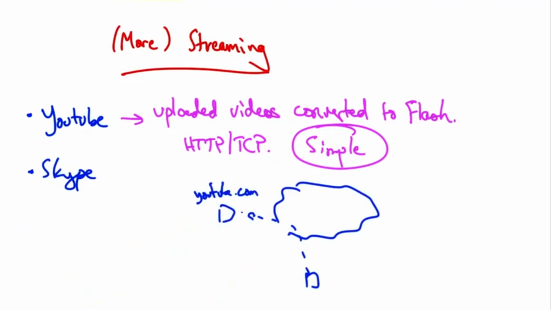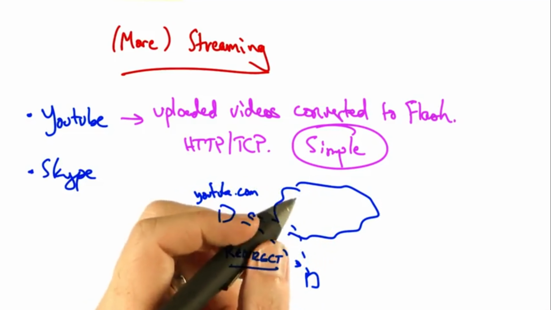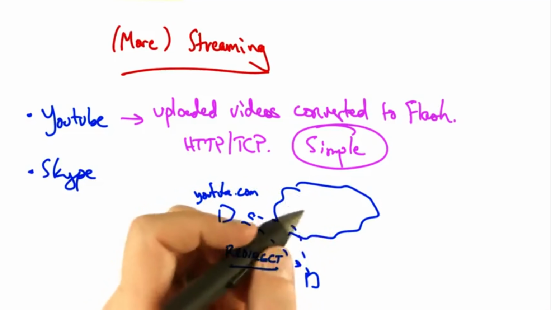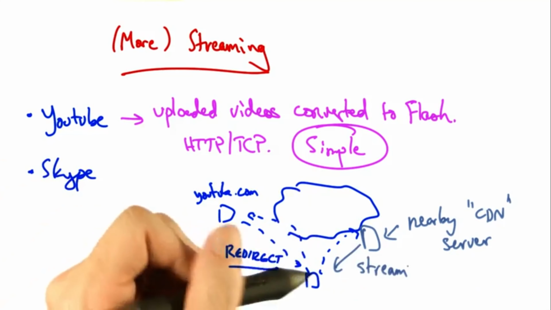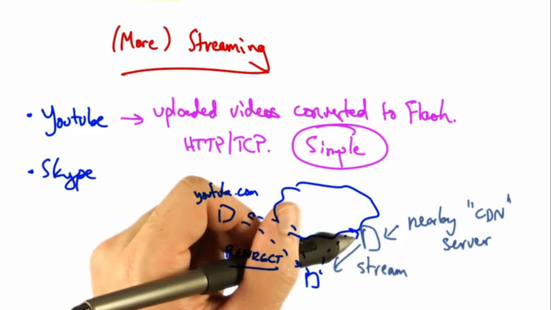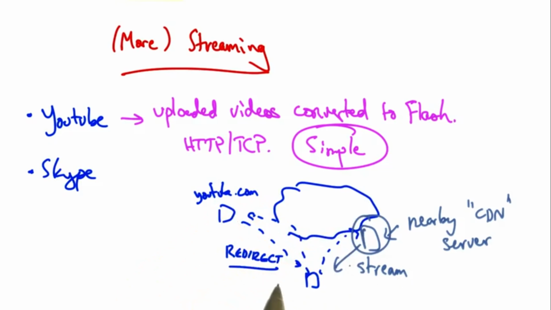When a client makes an HTTP request to youtube.com, it is redirected to a content distribution network server located in a content distribution network such as Limelight or perhaps even YouTube's own content distribution network. We will talk about content distribution networks later on in this course. When the client sends an HTTP GET message to this CDN server, the server responds with a video stream.